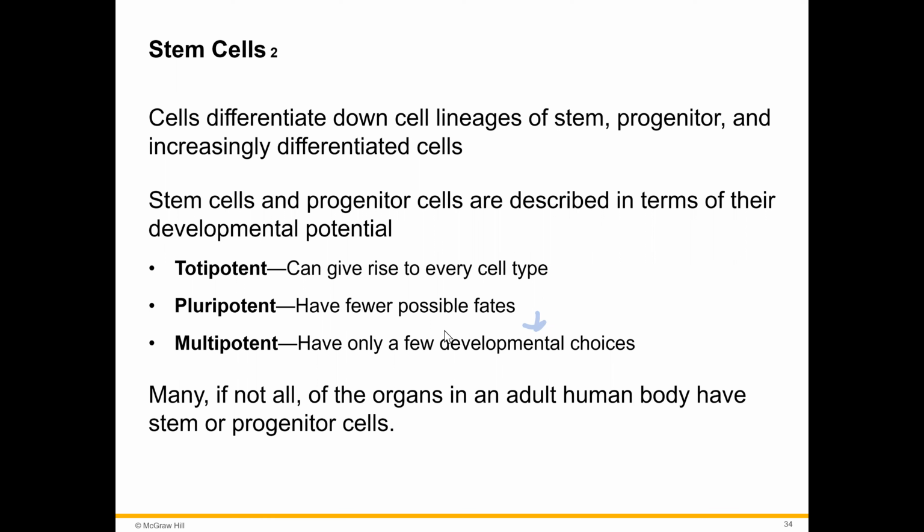Many, if not all, of the organs in the adult human body have stem or progenitor cells. That's amazing, right? Because when we think about stem cells, we think, oh, those are embryonic cells. But no, actually, almost all organs in the adult human body have stem or progenitor cells. There might be a small amount of them, and that's why they're not as useful as embryonic cells. But our organs are capable of producing new cells and regeneration.